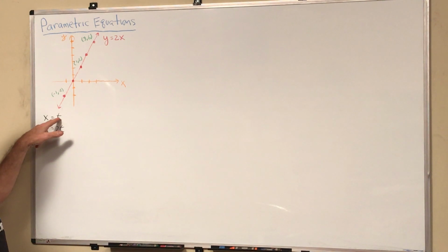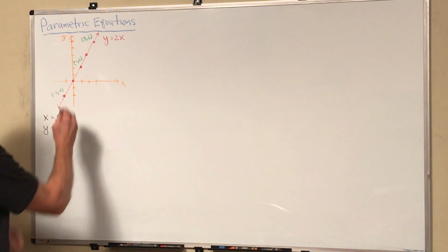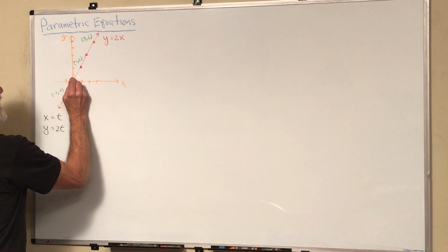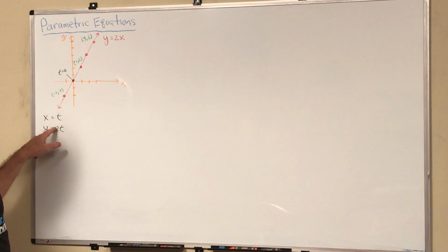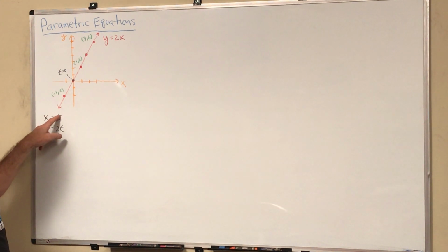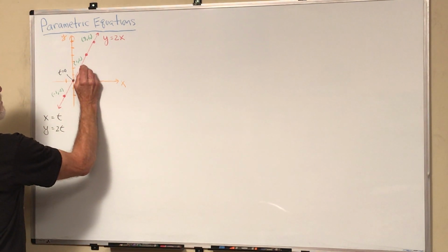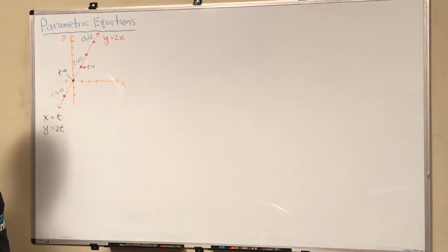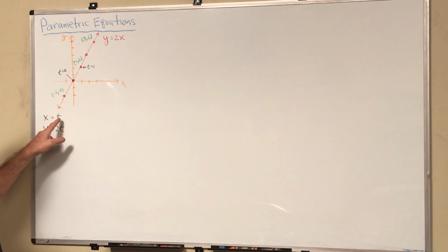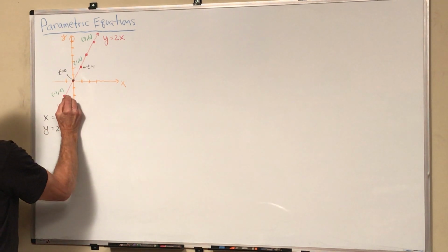If I plug in t equals 0, I get 0, 0 for x and y. So right there, that would be at t equals 0. And then when I go t equals 1, I get 1, 2. So this would be at t equals 1. At t equals negative 1, I get negative 1, negative 2. So that would be there.